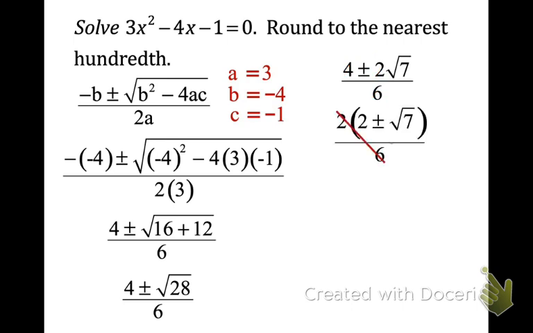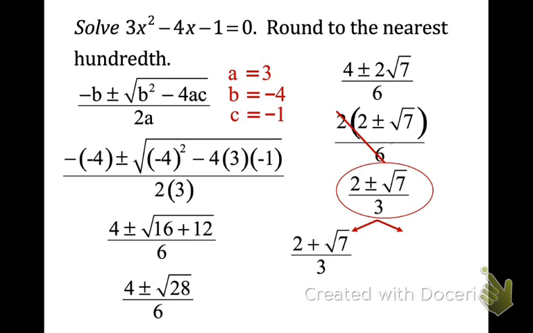Another way they did it, they factored the numerator and then they cross-canceled. But I kind of just do it right here, divide a 2 out, I'm left with 1, 2, and 3. It goes through all, if it divides out of all three parts. Okay, so this means 2 plus root 7 over 3. You don't need to write it like this. You can write it the way we circled it. But there are two solutions.